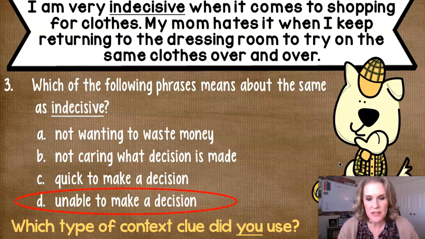So what type of context clue did you use? We used the example context clue. They gave us an example of her being indecisive. She's going back and forth trying on the same clothes. So remember, we pull clues from the text to help us figure out what unknown words mean.